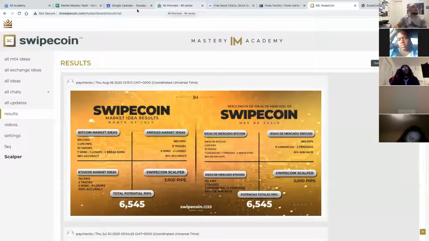But let me show you how powerful this scanner is here, guys. Let me show you this real quick.